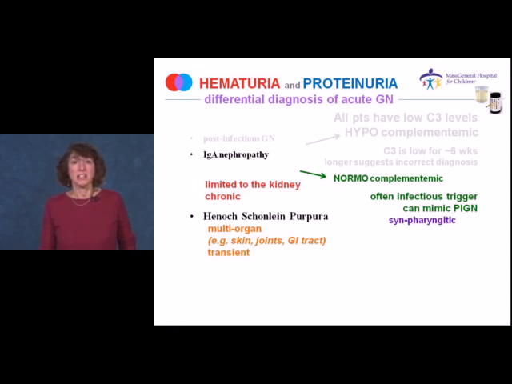As we said, complement levels are normal. It's usually associated with an infectious trigger or an immune stimulation, and it can mimic post-infectious GN. And it can go away when the trigger passes. It's limited to the kidney, and it's a chronic disease, although the hematuria and the proteinuria can come and go. Some patients have hematuria only, some patients have proteinuria only, some have a variety of both.